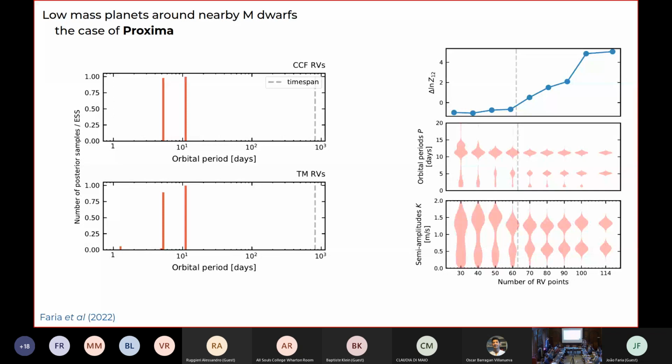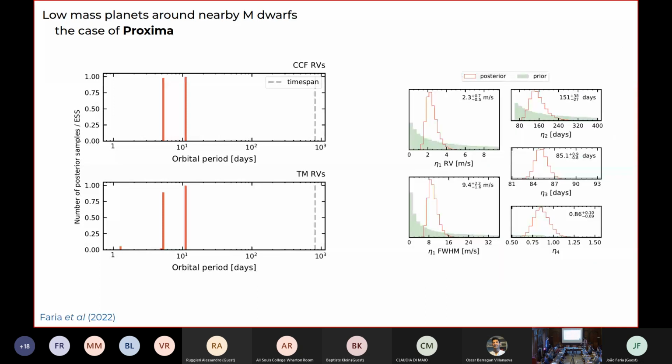Going quickly through this, if the slide moves. Sorry, it's moved there. Okay, there we go.